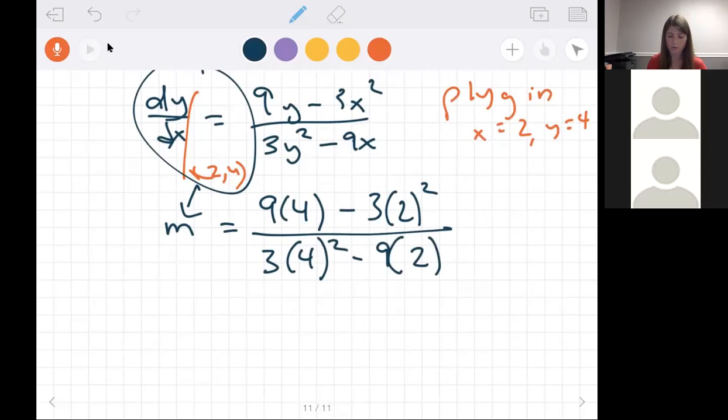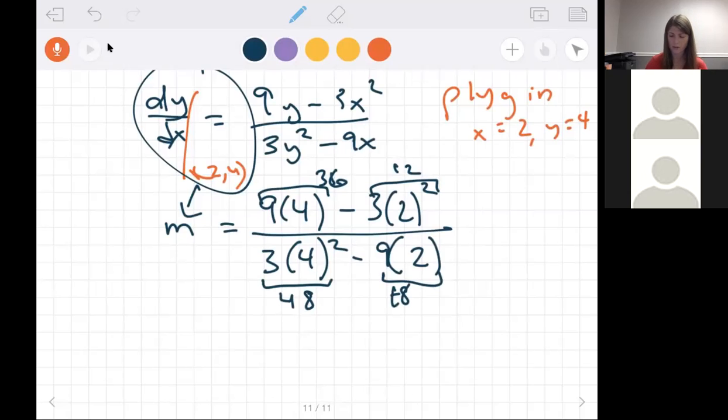All right, so we can do this. We've got 36 on this part, and then 2 squared gives us 4. 6 minus 12. And then we look at this guy, we've got 4 squared gives me 16. 16 times 3 gives me 48. And then minus 18.